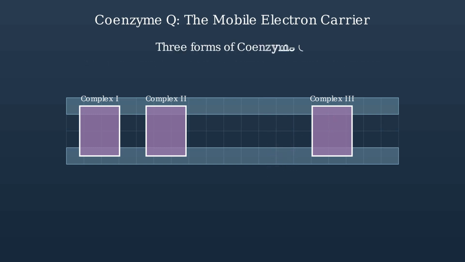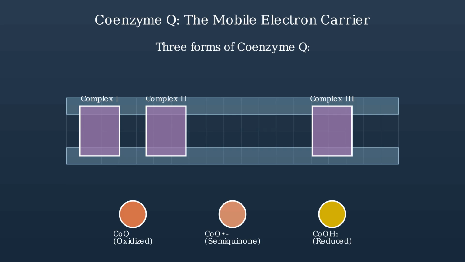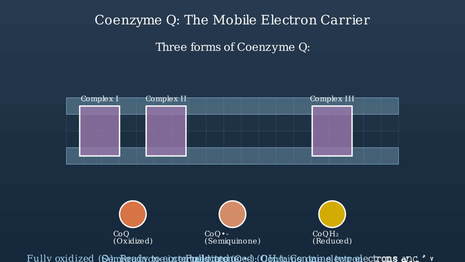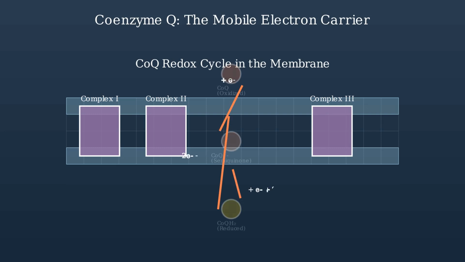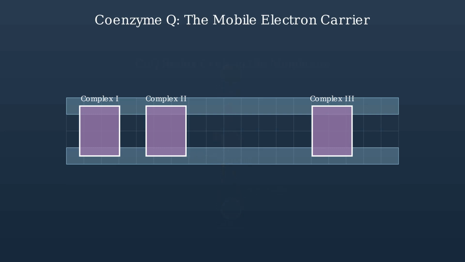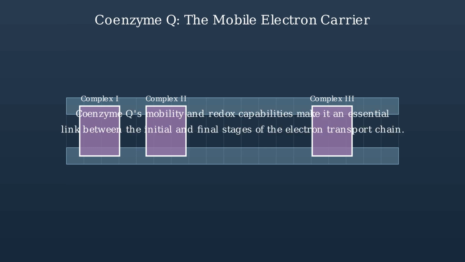Coenzyme Q exists in 3 different forms during the electron transport process. The fully oxidized form Q is ready to accept electrons. The semiquinone intermediate, the Q radical, contains 1 electron. And the fully reduced form QH2, or ubiquinol, contains 2 electrons and 2 protons. These 3 forms cycle continuously as coenzyme Q performs its function of shuttling electrons within the membrane. In summary, coenzyme Q's mobility in the membrane and its ability to cycle between redox states make it an essential link between the initial and final stages of the electron transport chain.